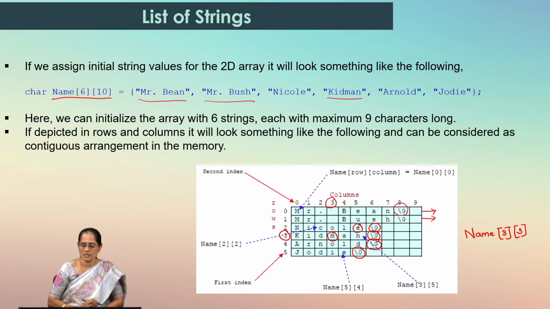So, similarly, if we want to represent this E, the row index value is 2 and the column index value is 5. So, I can make the notation as name of 2, column index 5, right. This is the way that strings can be handled as a list using a 2-dimensional array, which will have rows and columns. Hope you have understood the way that the 2-dimensional array helps us to create the list of strings.